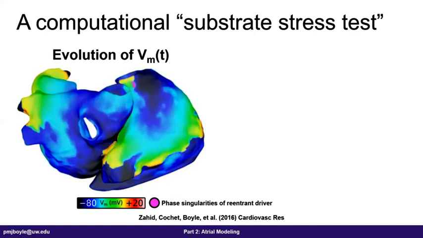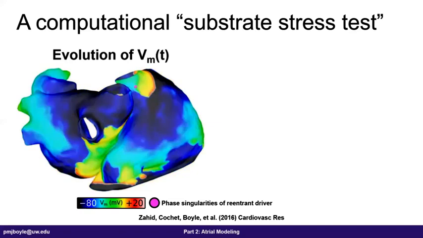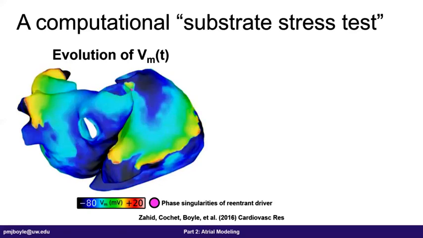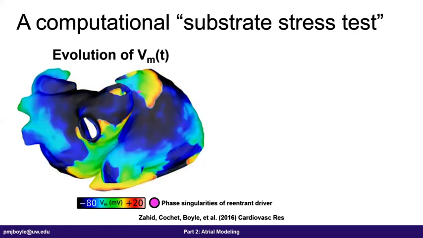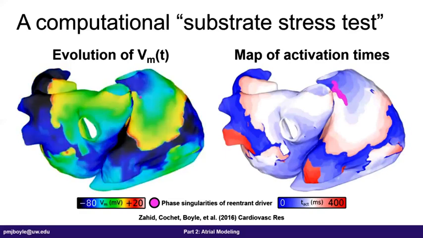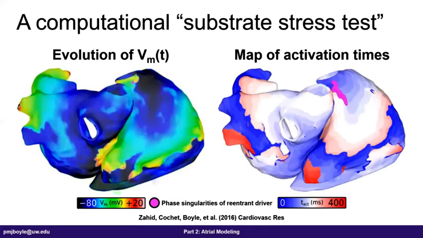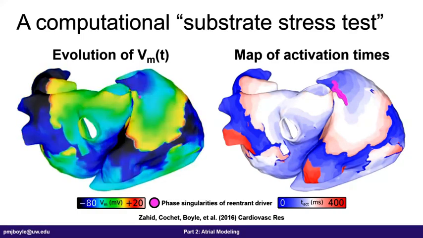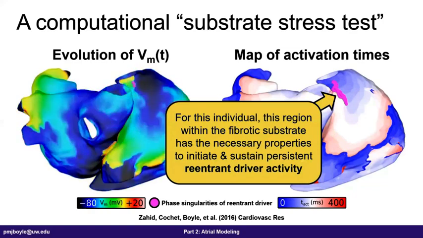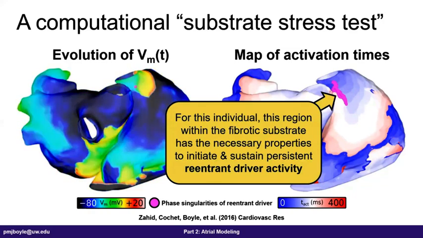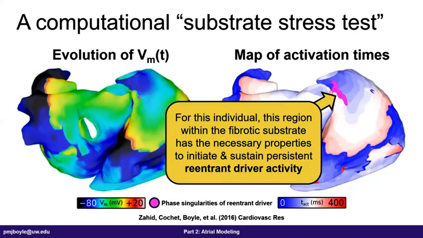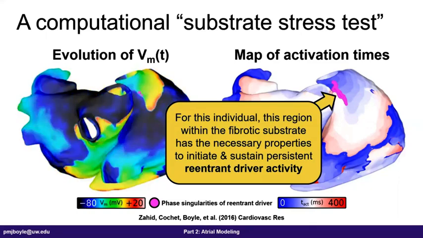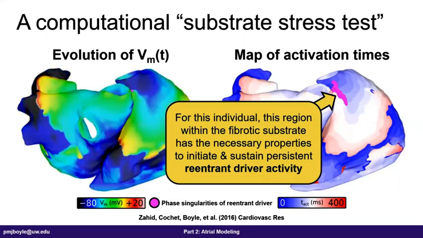And so we tend to talk about those as kind of the eye of the hurricane. So that's the center of the vortex, and it tends to meander along a relatively limited path on the order of a couple centimeters at most. And when we abstract this as an activation map, we can see that collapsing all of the locations of the phase singularities over time into one big sort of slug gives us an idea that for this individual, for whom the images were used to reconstruct the model, this particular area within the fibrotic substrate has all the necessary properties to initiate and sustain persistent rotor activity.